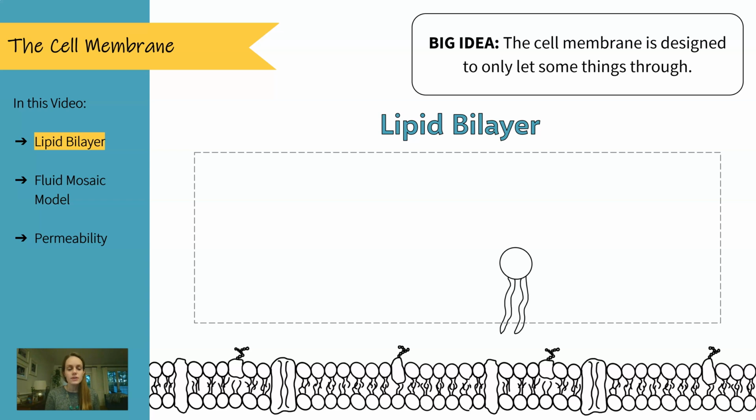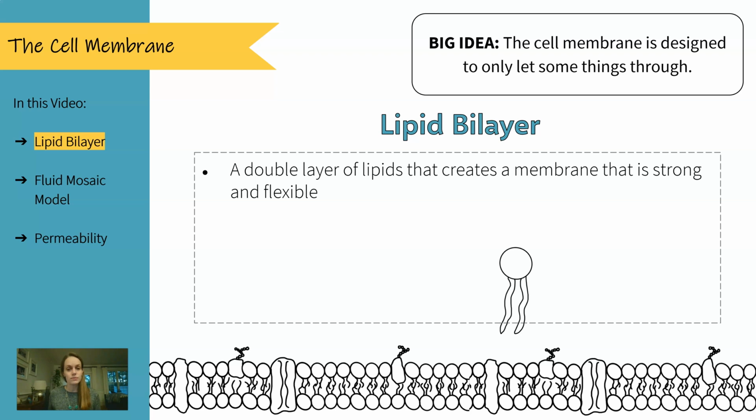We talk about two different models for our cell membrane, and the first is the lipid bilayer. Let's break down this word. So lipid means fat. The prefix bi means two, and then layer is layer. So it's a double layer, sort of two layers of lipids, and this creates a membrane that is both strong and flexible. The cell membrane forms this way because of the structure of each individual lipid.